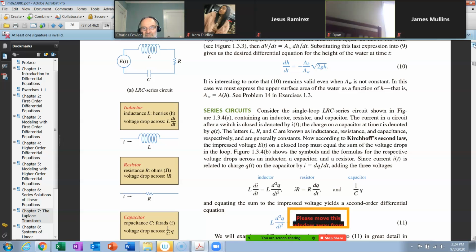Anybody? Well, if you've already had it, you may recognize this. This is what we call an LRC circuit. It has an inductor in it, it has a resistance in it, and it has a capacitor in it.